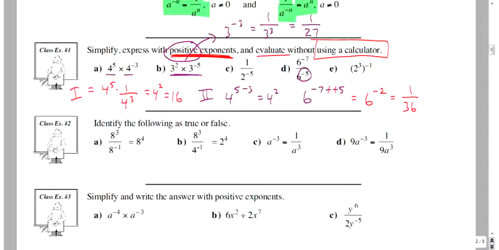Can I try to confuse you and do the other way? No. Oh, please.